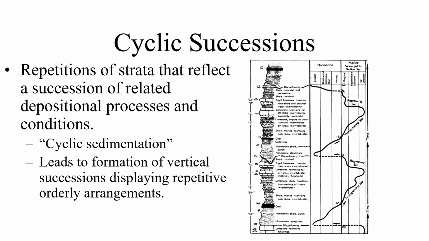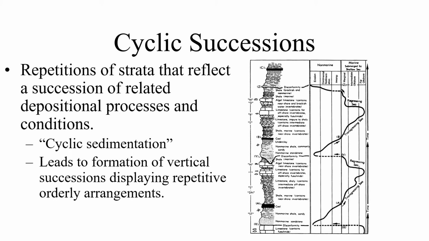To start out, we're going to be looking at cyclic successions. These are defined as any strata or series of strata that show repeating patterns that can be related to depositional processes and specific environmental conditions at the time that these series were being deposited. Think of this as cyclic sedimentation.